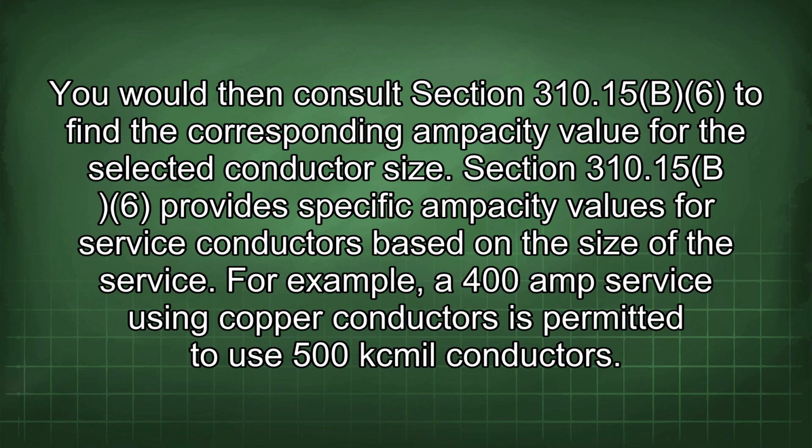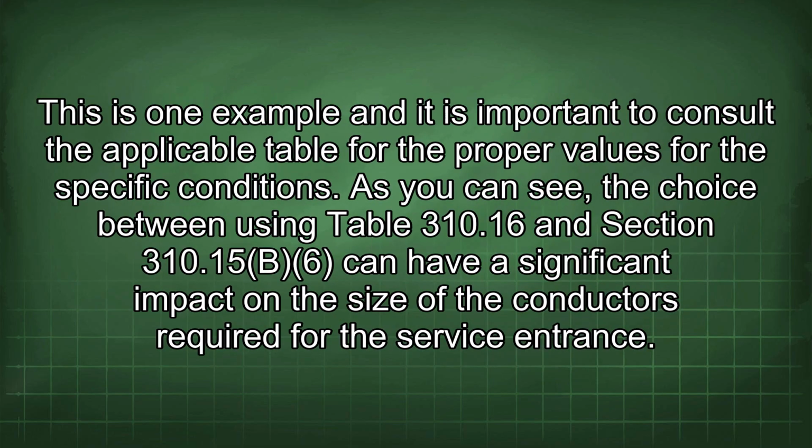Section 310.15(B)(6) provides specific ampacity values for service conductors based on the size of the service. For example, a 400 amp service using copper conductors is permitted to use 500 kcmil conductors. This is one example, and it is important to consult the applicable table for the proper values for the specific conditions.